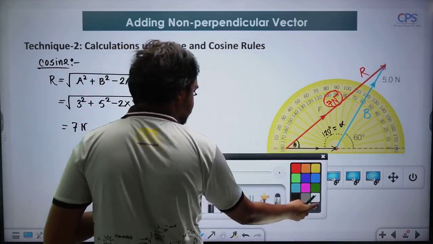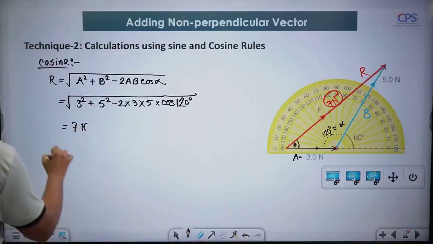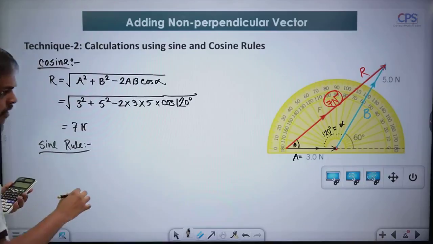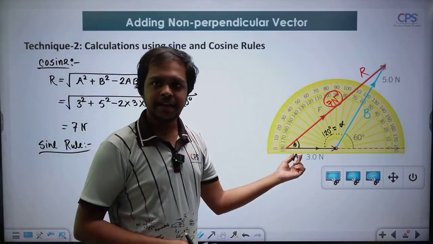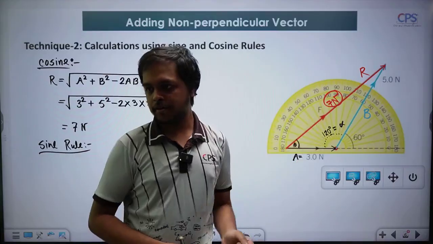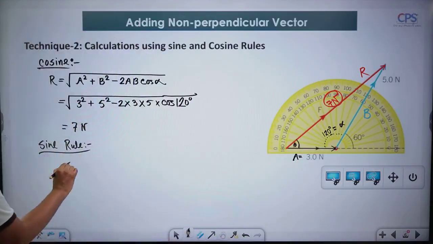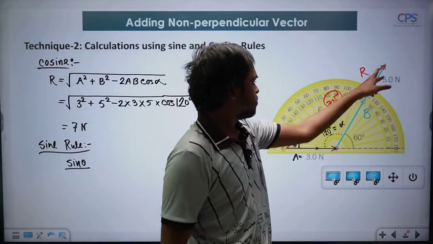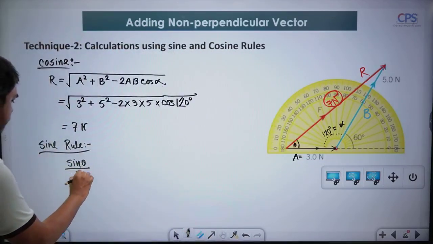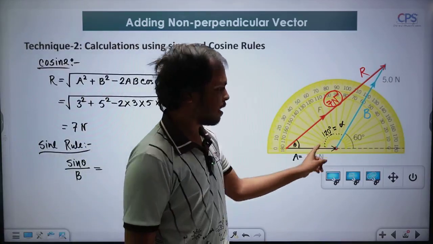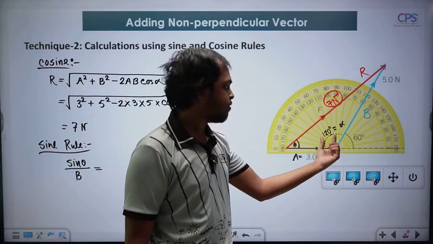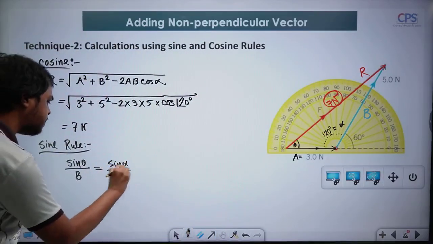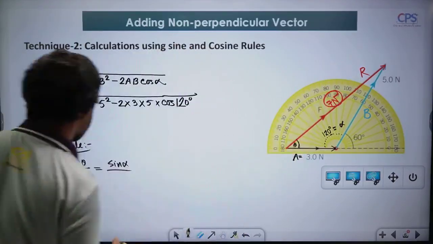Now we need to carry out the angle as well. So sine rule. What did we learn just now? We learned that if you take any angle's sine, you need to divide it by the opposite side only. So if you take this sine theta, divide it by this one, the B. And what we know from this figure is that alpha is 120 degrees. So sine alpha divided by this R.